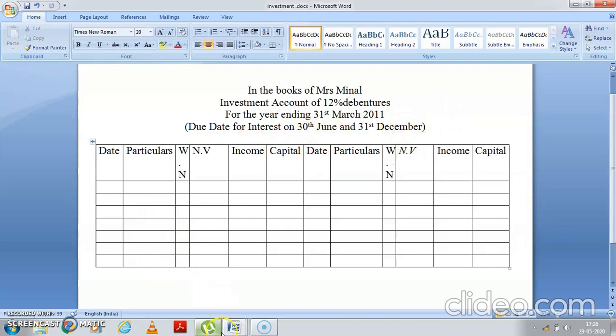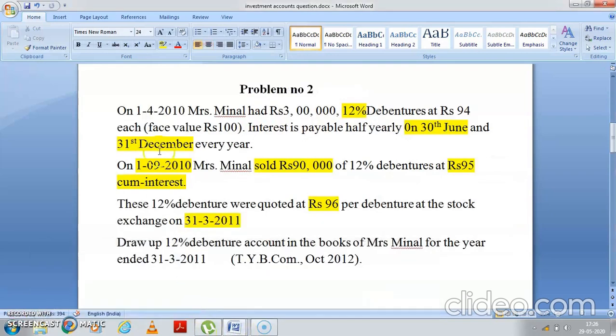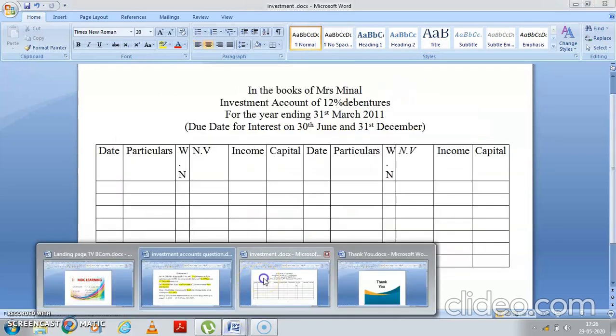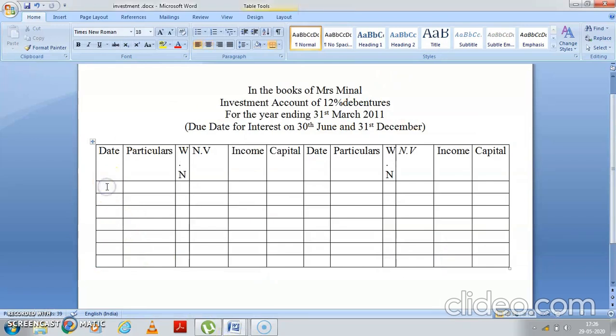Now, first of all, let's understand again. On 1st April, Meenal had 3 lakh 12% debentures. Had, meaning she already had them. That means it is your opening balance. Okay, so you will be writing here 1st April, to balance brought down. Am I correct? Now, the nominal value is directly given to you, that is 3 lakhs.